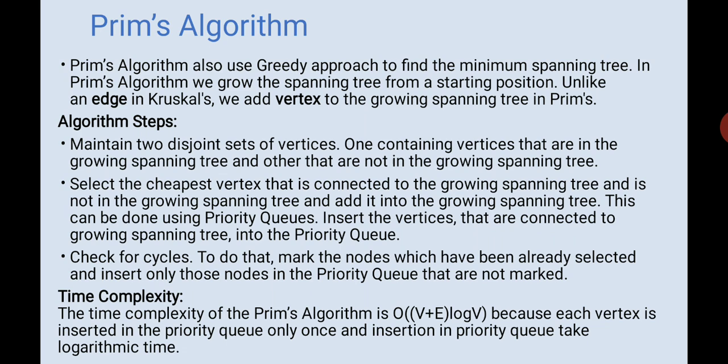So you took one, then you take the next, and then you keep on adding. This can be done using priority queues. Insert the vertices that are connected to the growing spanning tree. So you always need to see that you have maintained the connections. You check for cycles, you cannot have a cycle. And what is the complexity? That is V plus E log V, right? So you start with a vertex and then you join the edges, and then you see that you have joined the vertex, so that is why it is V plus E log V. Each vertex is inserted in the priority queue only once, and insertion in a priority queue takes logarithmic time.